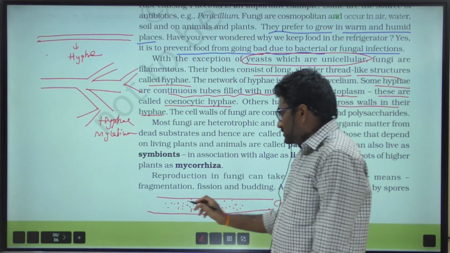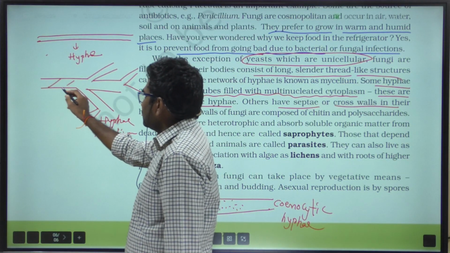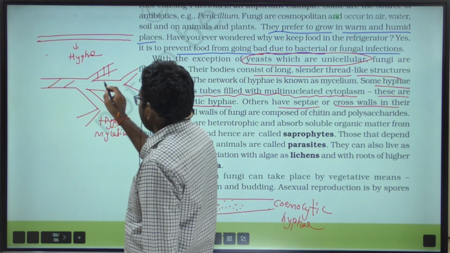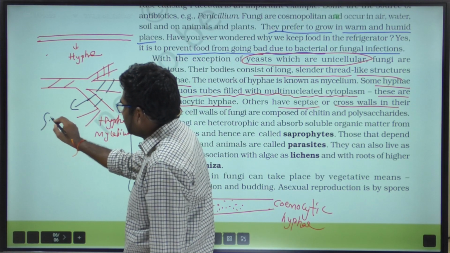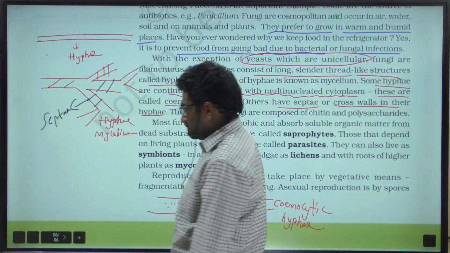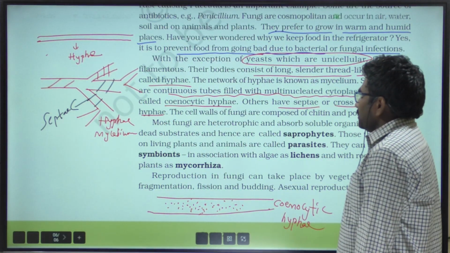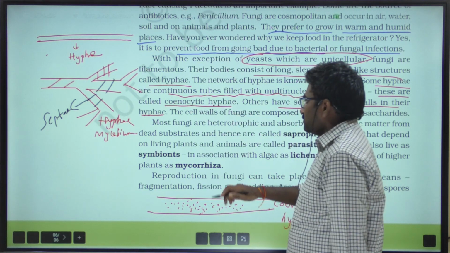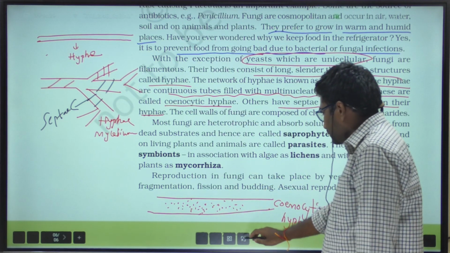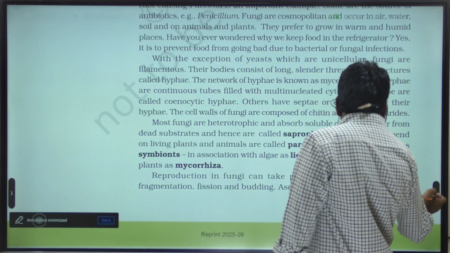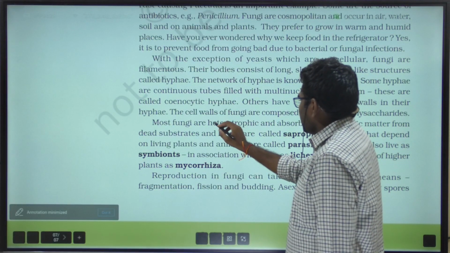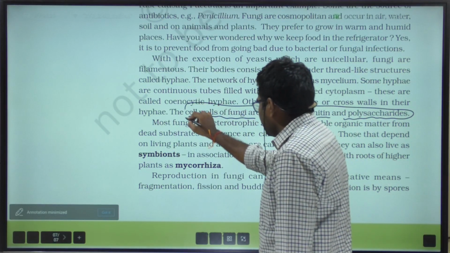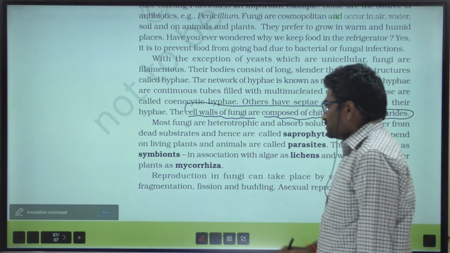So some fungi possess cross walls in their hyphae like this. These are the septae or cross walls, right? So this is about the body organization of fungi. The cell walls of fungi are made up of chitin and polysaccharides. Very important, chitin and polysaccharides.